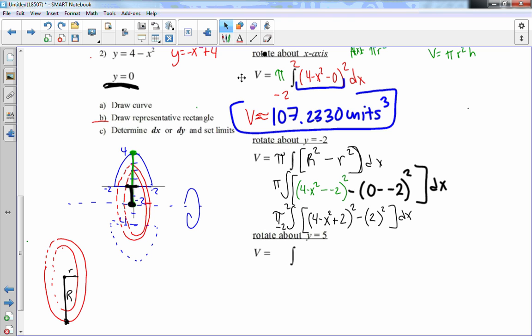That shouldn't be a problem. I'll just change it to 4. Still doesn't like it. 4 minus x squared plus 2 squared. Oh, I better know what it is.